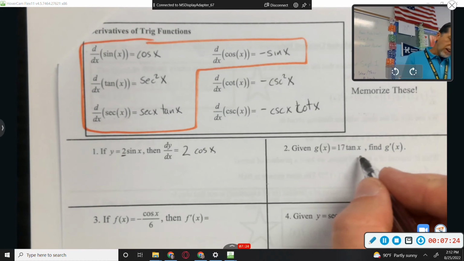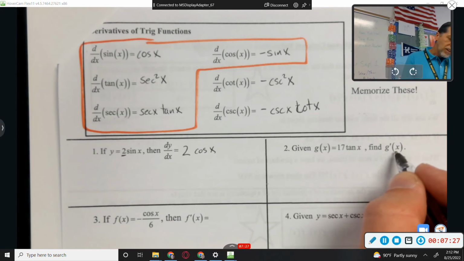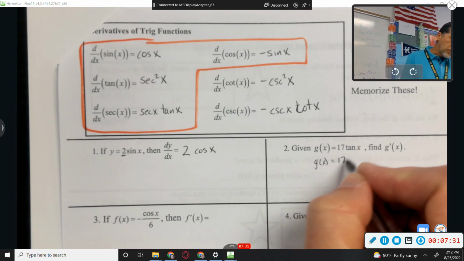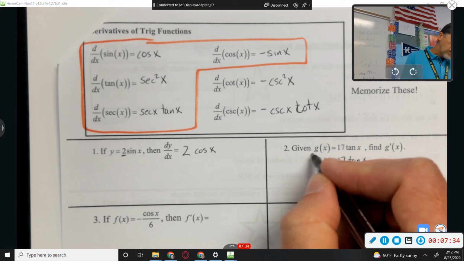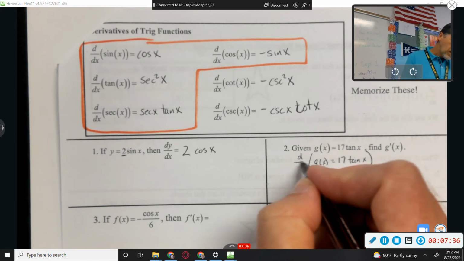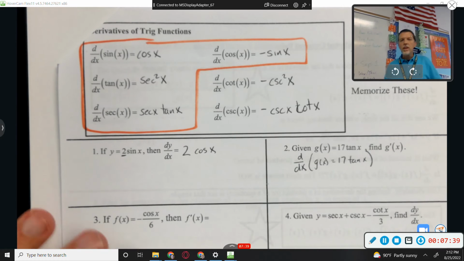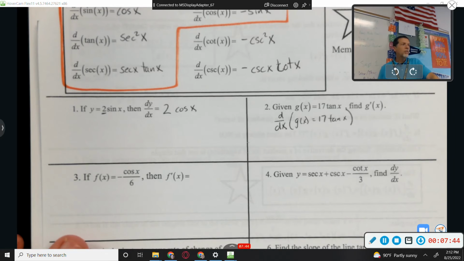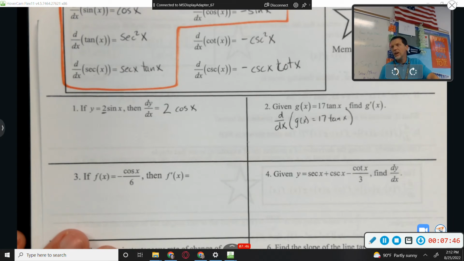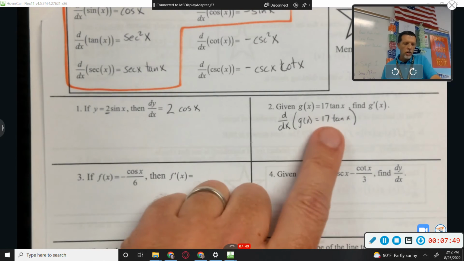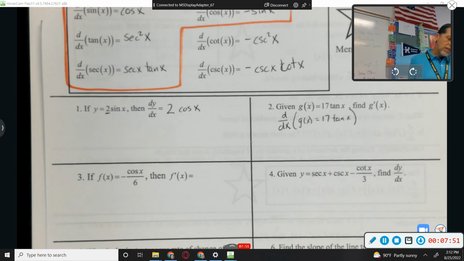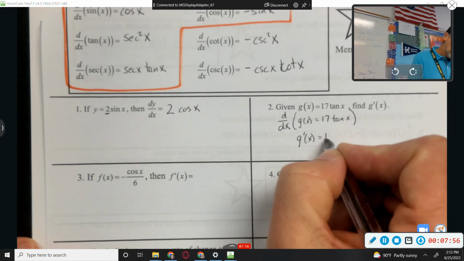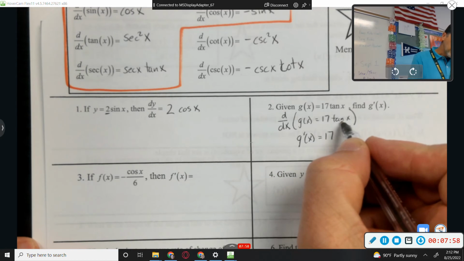If g of x equals 17 tangent of x, find g prime. I'm going to write this one a little bit differently to show you some notation. Remember, d dx means take the derivative of. And just like you can add 5 to both sides or square both sides or divide both sides by 3, you can always take the derivative of both sides. So the derivative of g is g prime. And the derivative of tangent is secant squared.